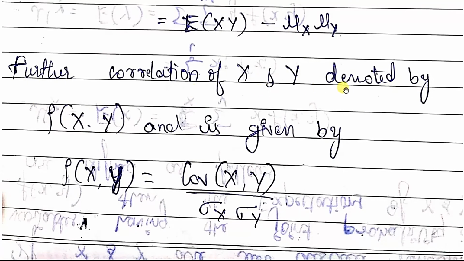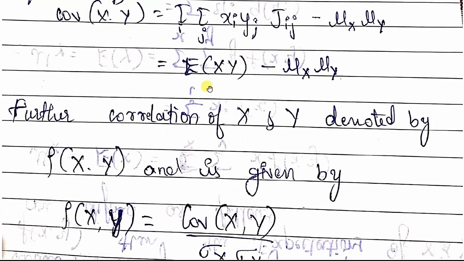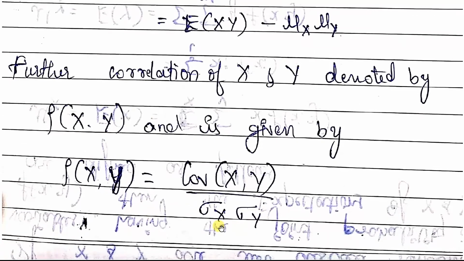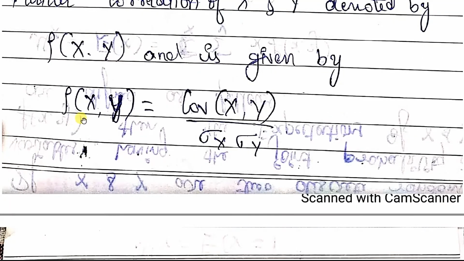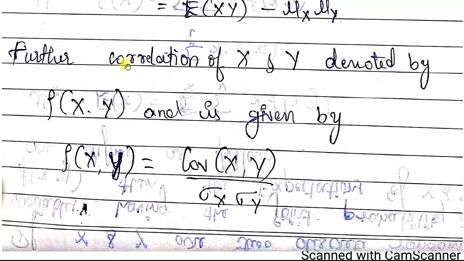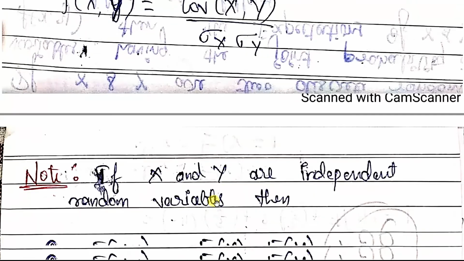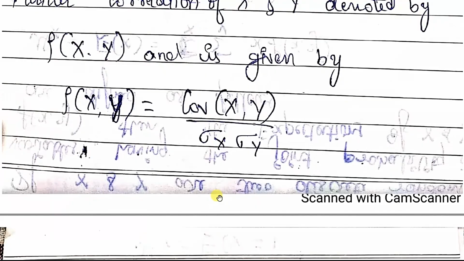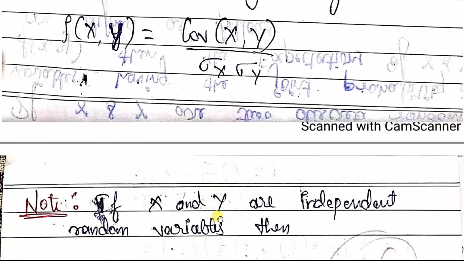Now further, correlation of x and y. Correlation of x and y is denoted by rho, and rho of x comma y is given by rho of xy is equal to covariance of xy that we have found here, divided by standard deviation x into standard deviation y. This is the formula for correlation of xy. Till now we have seen expectation, variance, covariance and correlation.